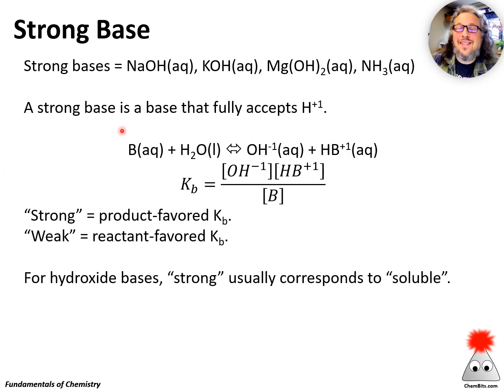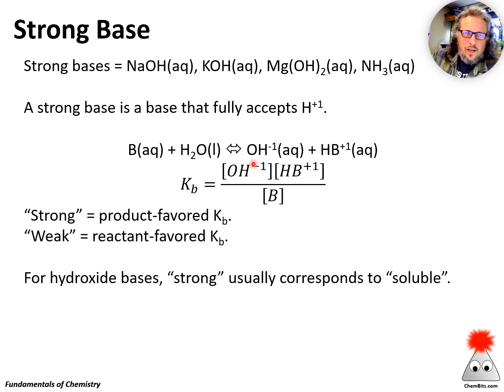We could say the exact same thing about strong bases. So instead of a Ka, now we're going to look at a Kb. So we've got this equation, the base interacting with water to form hydroxide ion and the conjugate acid of that base. Kb is put together similarly, and again, a strong base is one that has a product favored Kb. A weak base is one that has a reactant favored Kb.